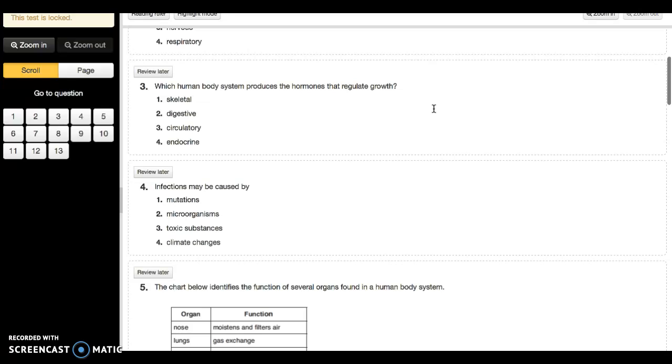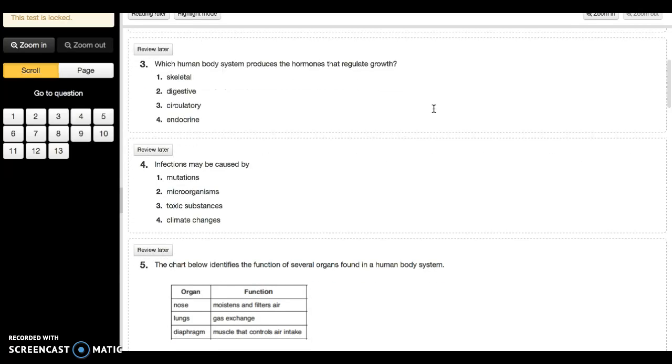Which human body system produces the hormones that regulate growth? There is one big key word in that. If you picked 4, the endocrine system, you are correct.